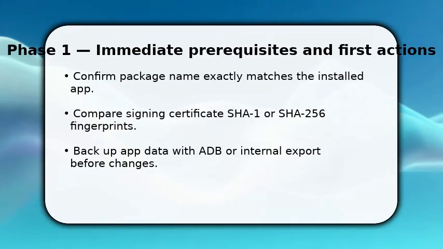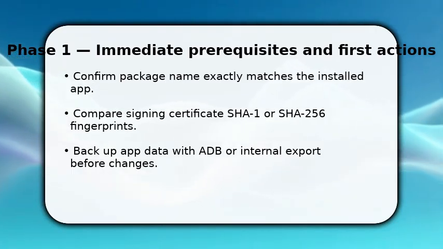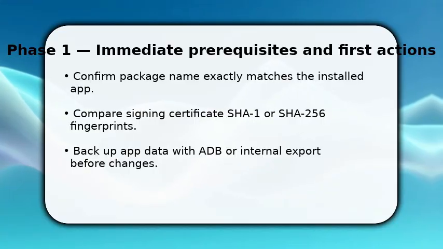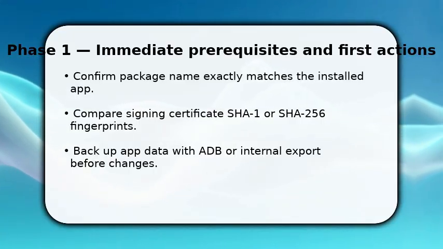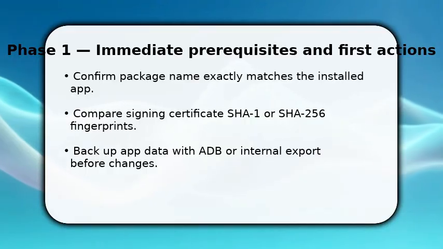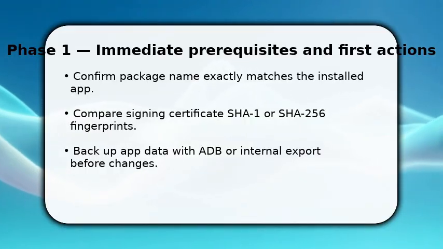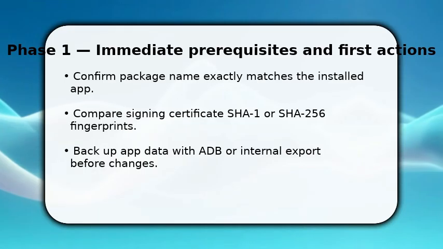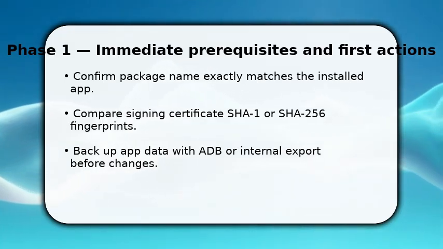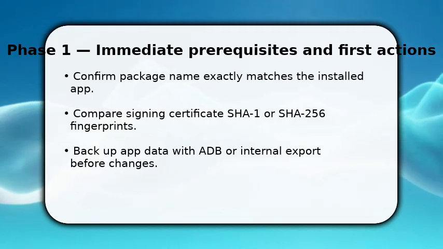You start by verifying the package identity and why Android refuses to install. The system blocks mismatched signatures. Use ADB or an app manager to read the package name, then extract the signing certificate fingerprint and compare it to the installed app. Once you confirm a signature mismatch, make a backup of user data. This preserves settings and files.